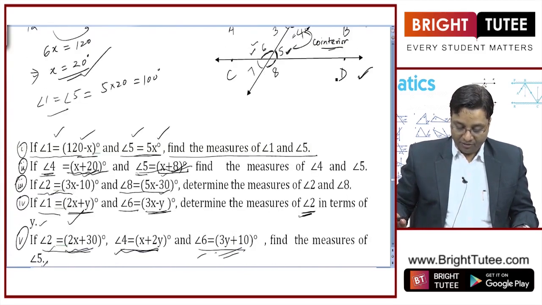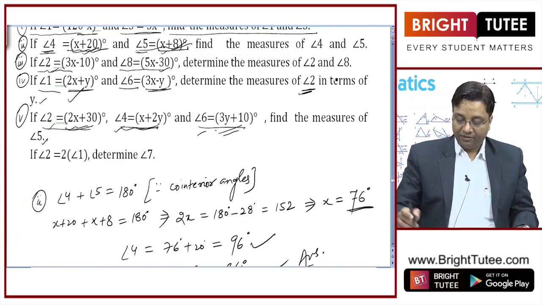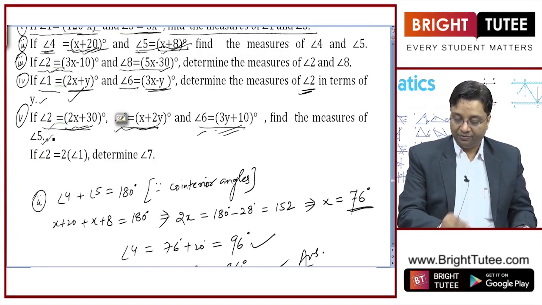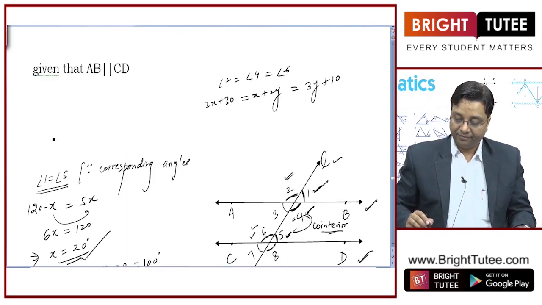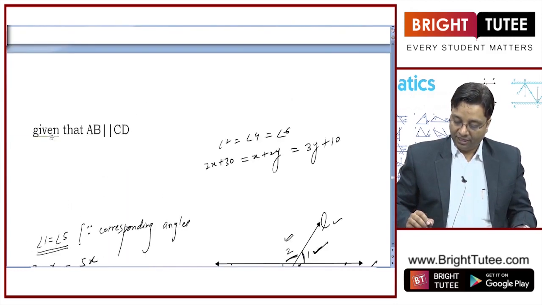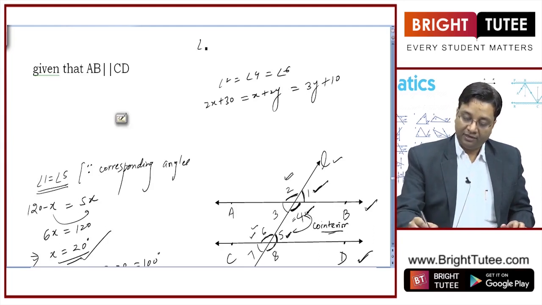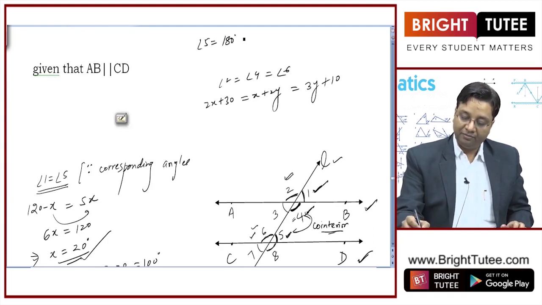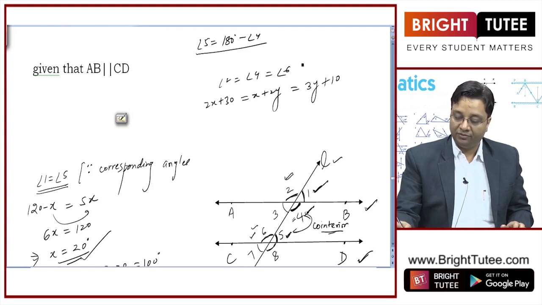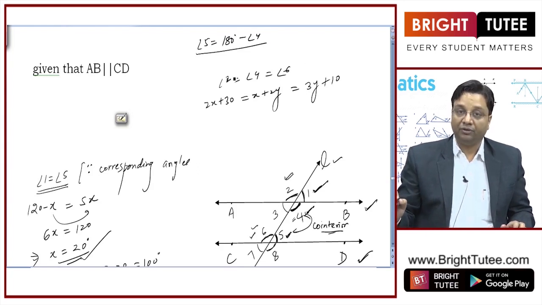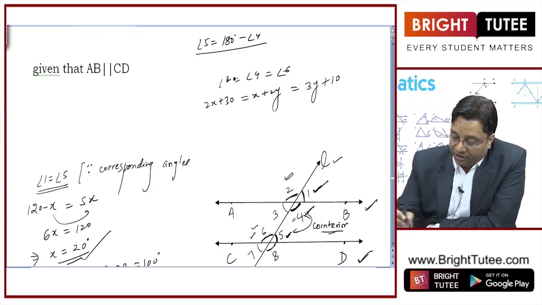Okay. Now the next thing is we need to find angle 5. So angle 5, how is it related? It is co-interior to angle 4. So angle 5 will be equal to 180 minus angle 4, or any of these, because 2, 4 and 6 are equal, right? Now you can solve it.